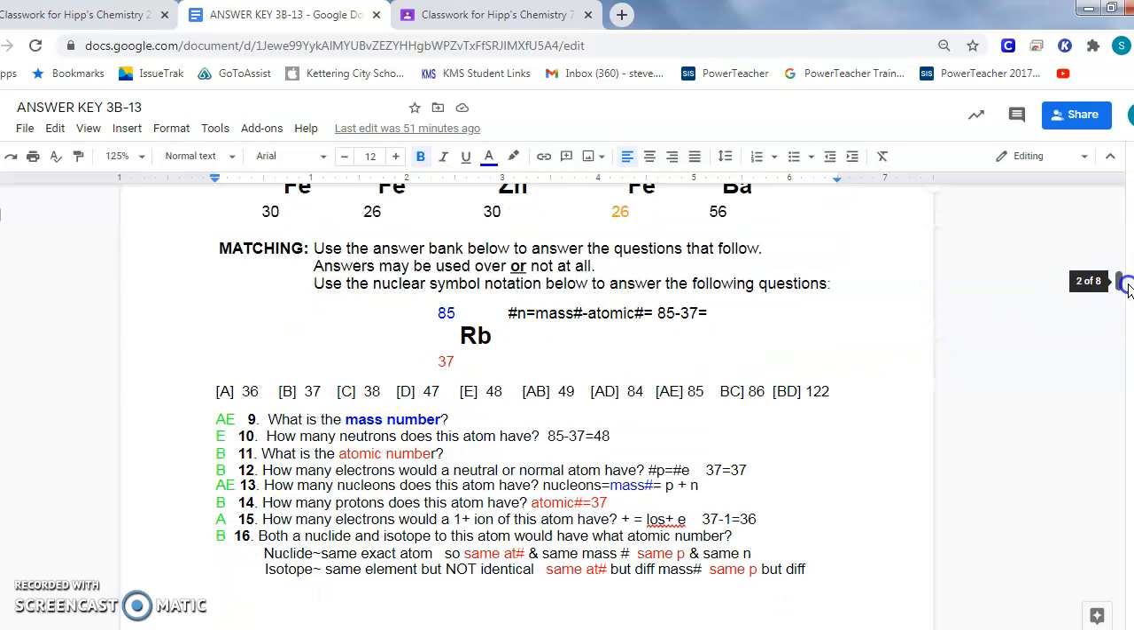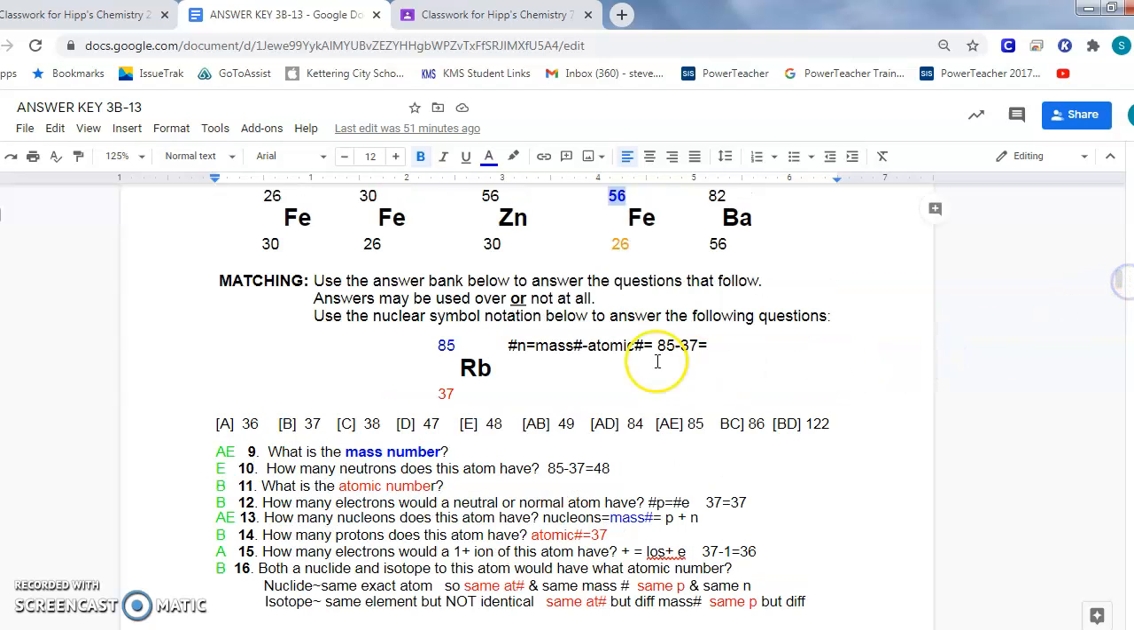All right, 9 through 16 is matching. We are trying to match these answers right here according to information in this nuclear symbol format. Once again, in nuclear symbol format, that 85 is the mass number. That's where it has to go. The mass number is the total number of particles in the nucleus, protons and neutrons.